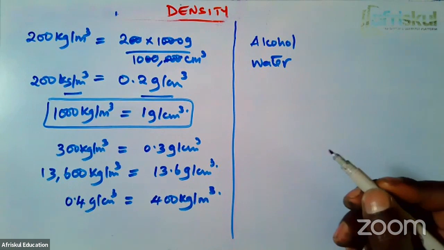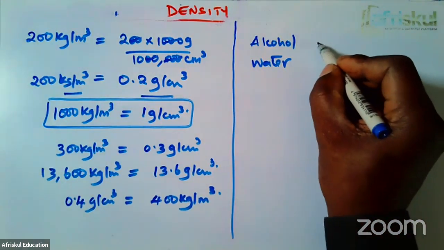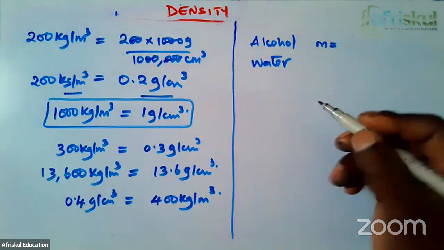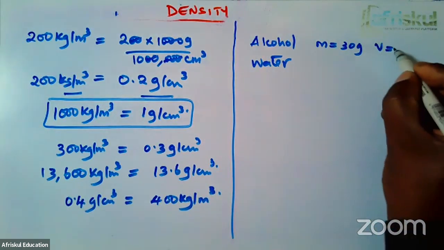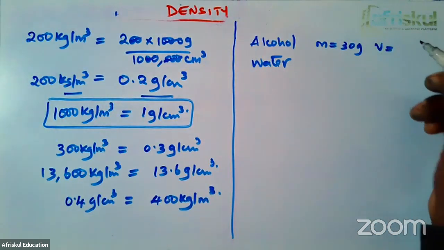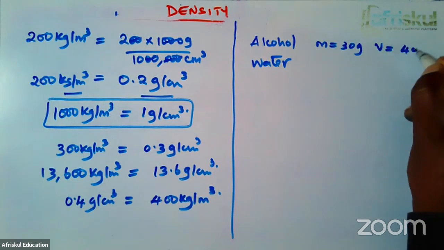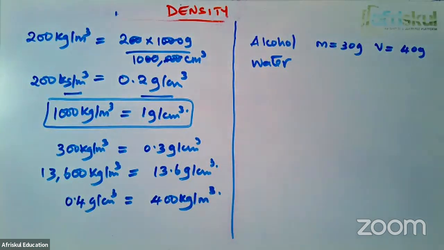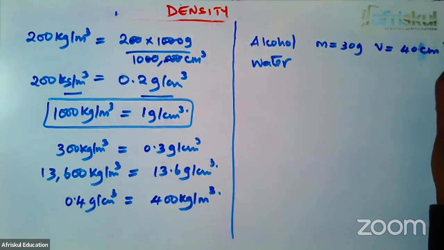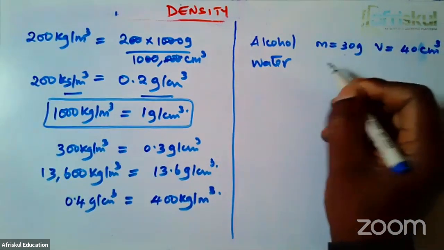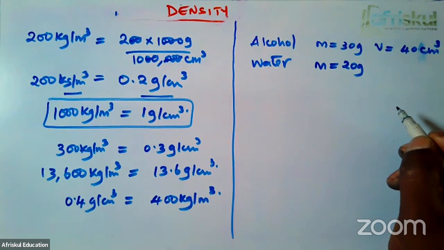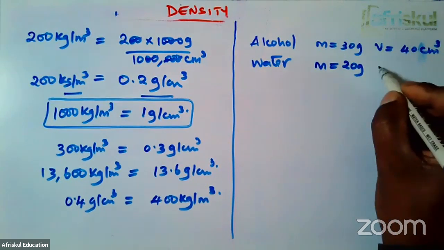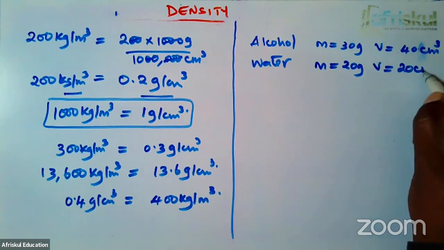Maybe to dilute alcohol, you can use water. So suppose the mass of alcohol is 30 grams. And the volume of alcohol is, let's say, 40 cubic centimeters. And then for water, the mass of water, let's say it is 20 grams. Since the density of water is 1 gram per cubic centimeter, the volume should also be 20 cubic centimeters.